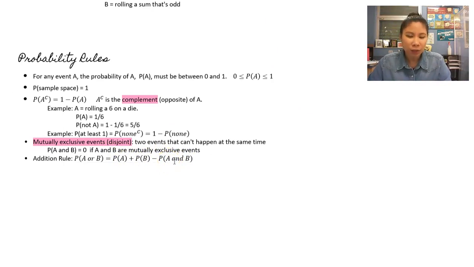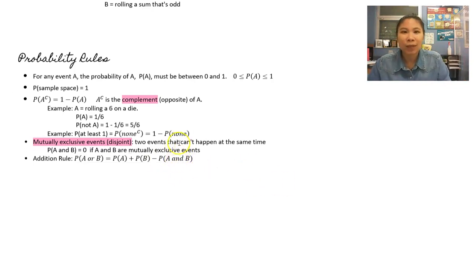The reason why you want to do this is because when you find the probability of one event and you add it with the other, if they can happen at the same time, you've now counted it twice. And so that's why we want to subtract out, so that we don't double count. So that's why that's there.